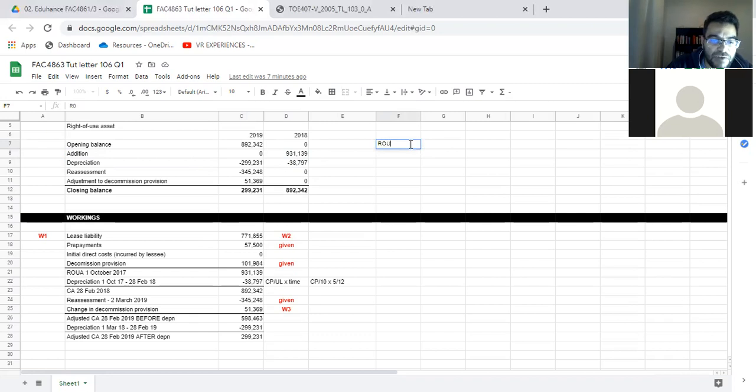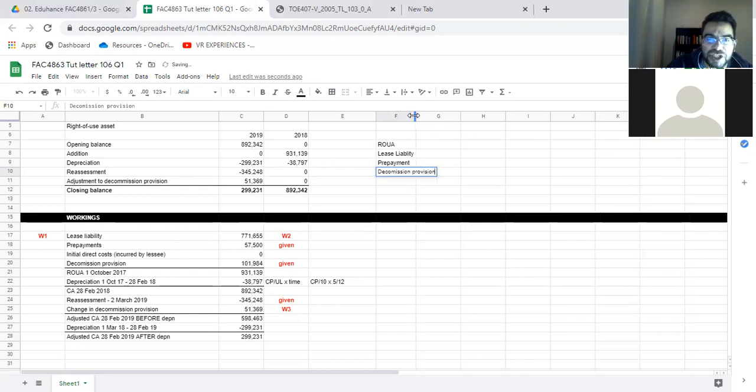Right of use asset, lease liability, prepayment, decommissioning provision. This is the initial measurement journal, the initial recognition journal.